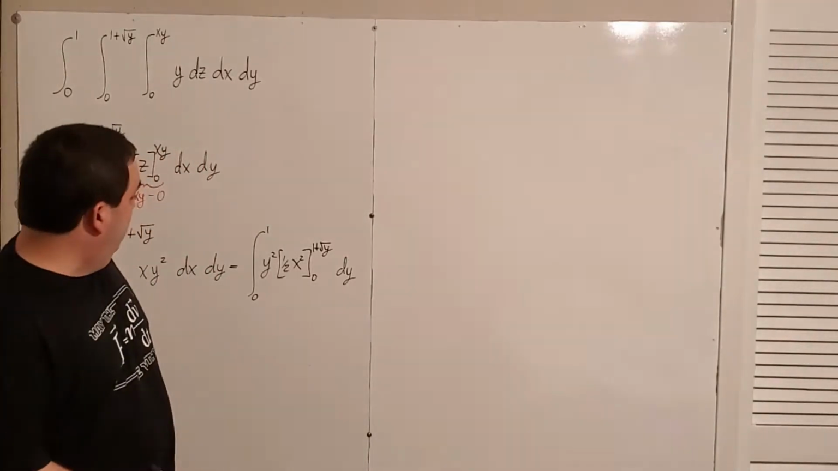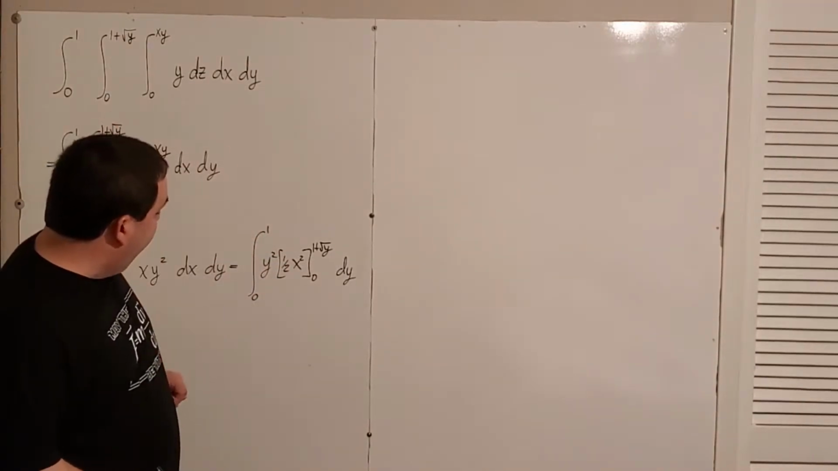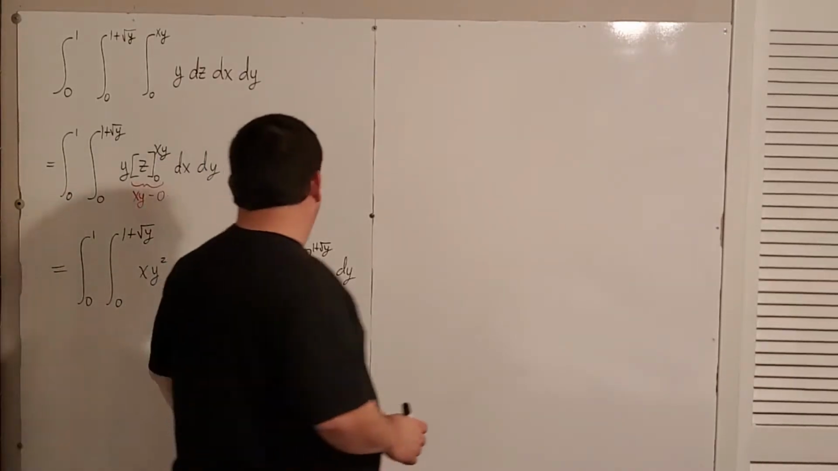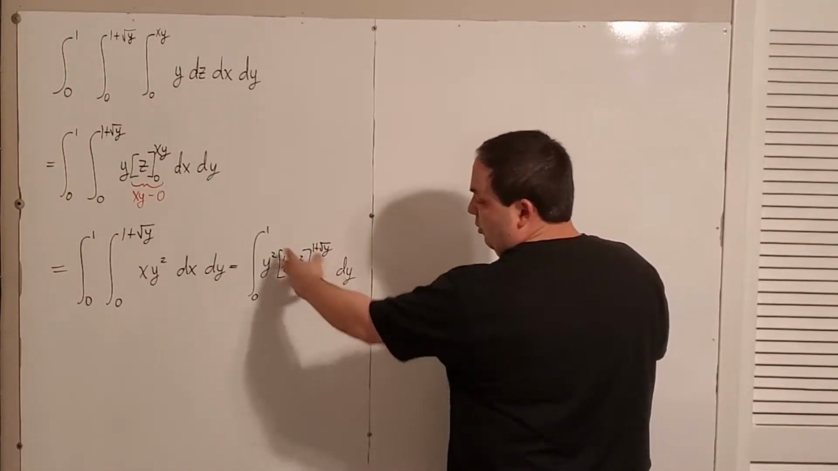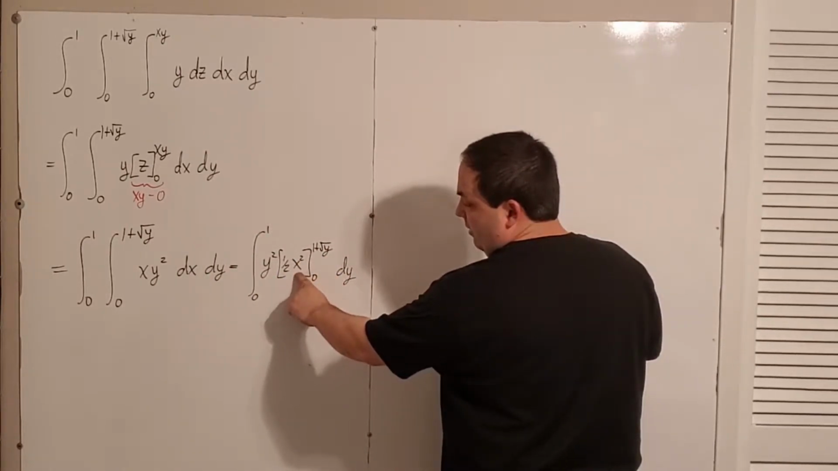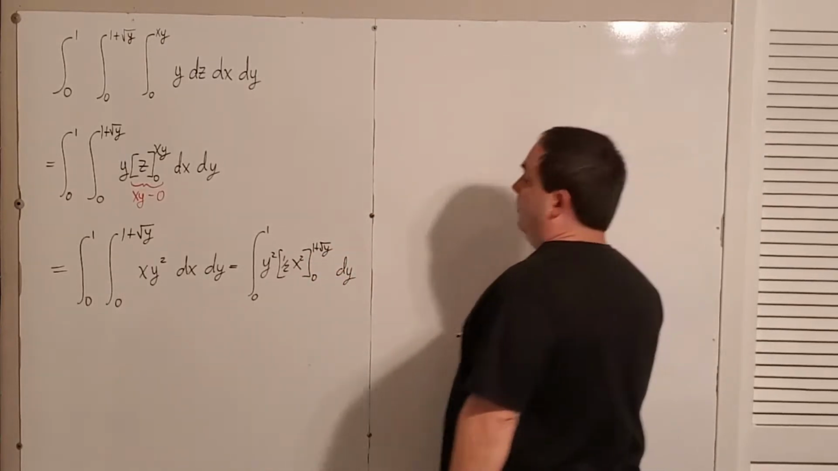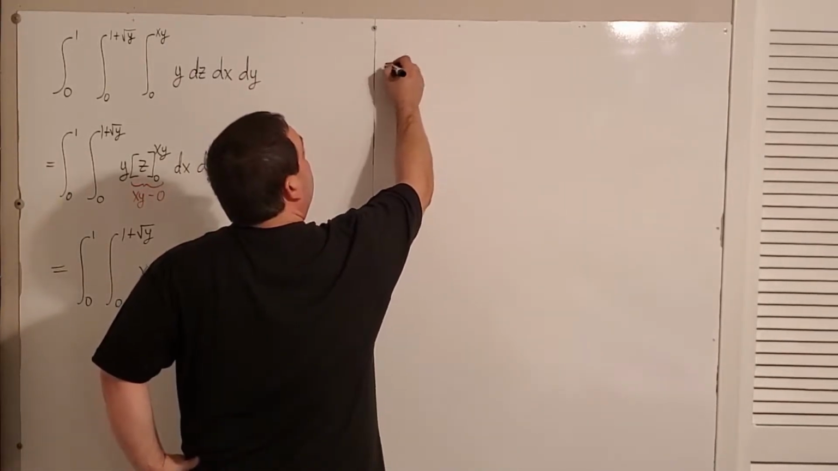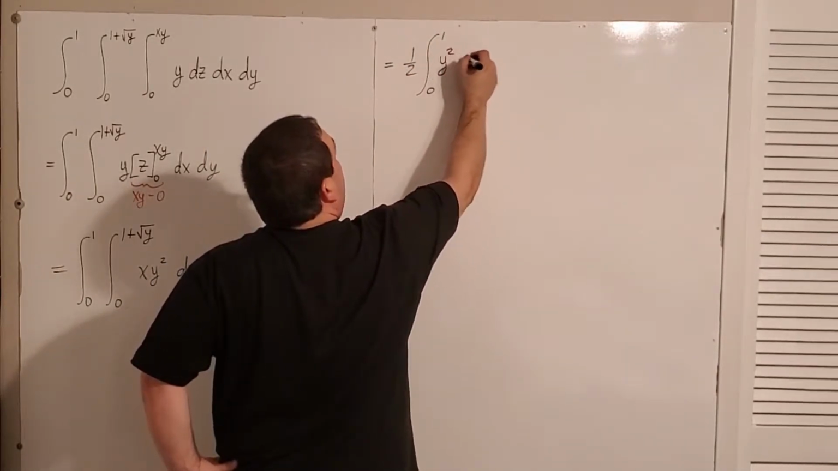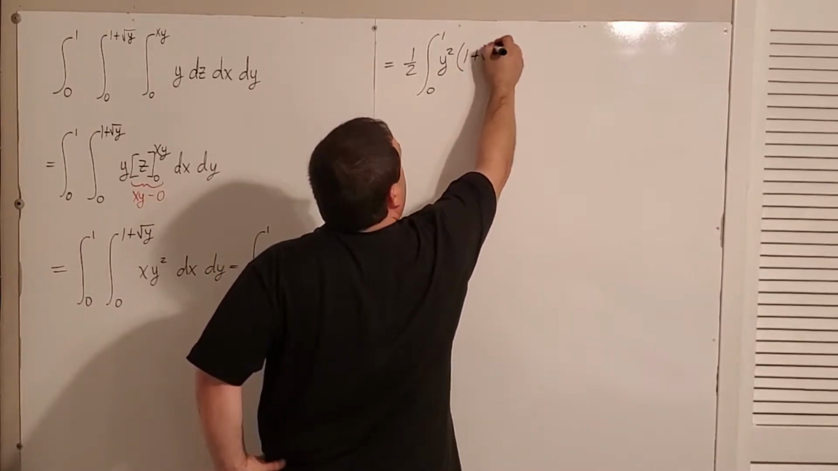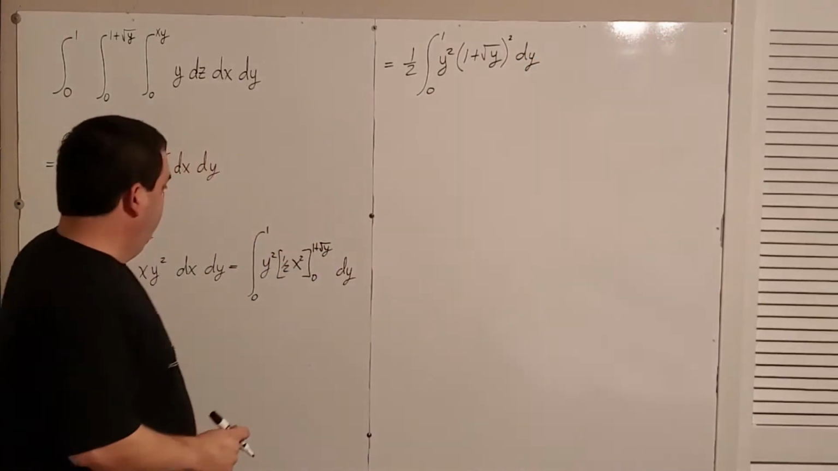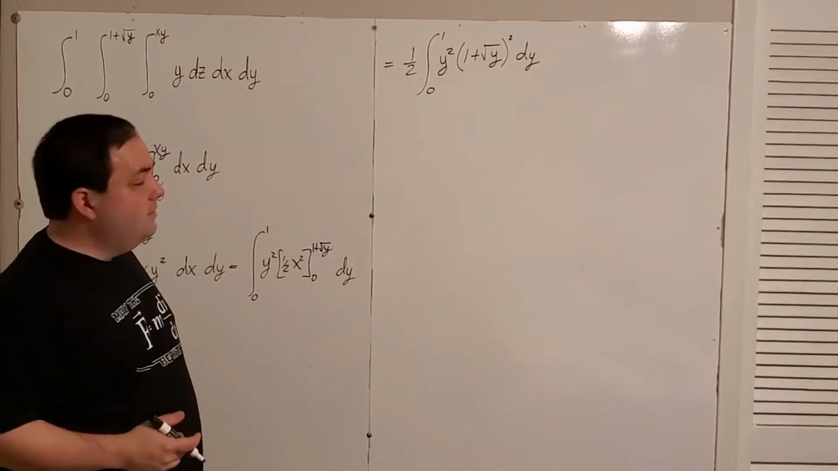All right, so from here, I'm going to go ahead and pull the 1/2 out, get that out of the way, and I'm going to plug in these two things. So notice when I plug in the 0, of course, it's 0. Minus 0 doesn't do anything. And then when I plug in this guy right here, I'm going to have a binomial I need to square. So let's continue. Going from 0 to 1, I've got y squared times 1 plus the square root of y, squared, dy. Minus 0, right? Doesn't change anything.